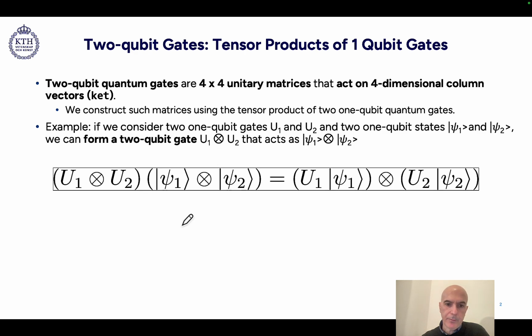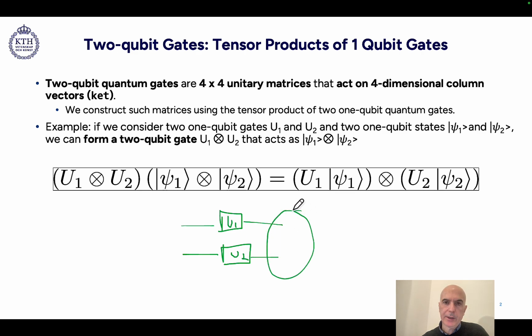So we have a two-qubit system that corresponds to two wires, and then we have a U1 that is a quantum gate acting on the first qubit, and U2 acting on the second qubit. And then we want to determine what is going to be the state after this transformation. So this transformation will occur in parallel on two different qubits.